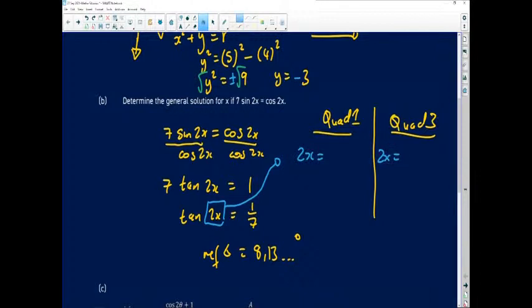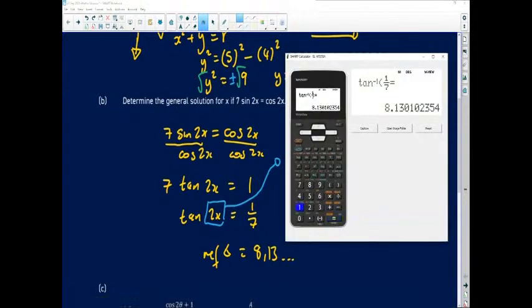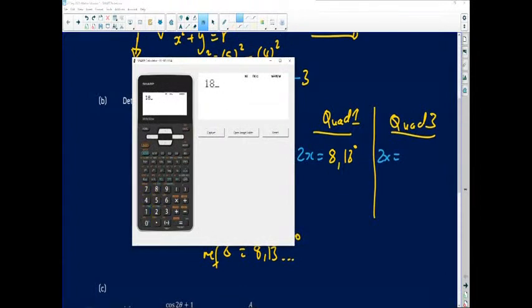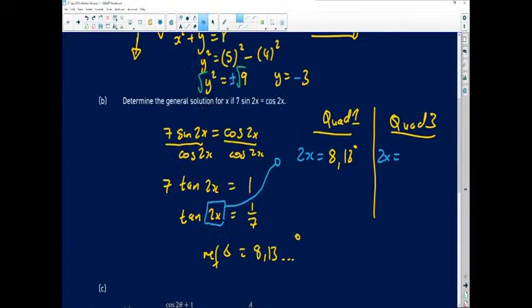2x equals whatever you have if we are dealing with the first quadrant, so that's 8.13 degrees. Or 2x equals 180 plus, not minus. Third quadrant, it's 180 degrees plus whatever the reference angle that we have. Let me just check that it comes back with what we have. Yes, it is 188.13 degrees.